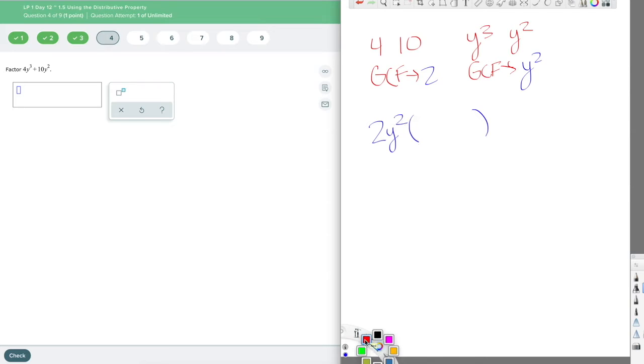So when I divide 4 by 2, I get 2. When I divide y cubed by y squared, remember that means we subtract. 3 minus 2 leaves me with just 1y. Plus 10 divided by 2 is 5. And then y squared divided by y squared, well, 2 minus 2 is 0. Anything to the 0 power is 1, so that means I don't have any y's left. So this is factored.